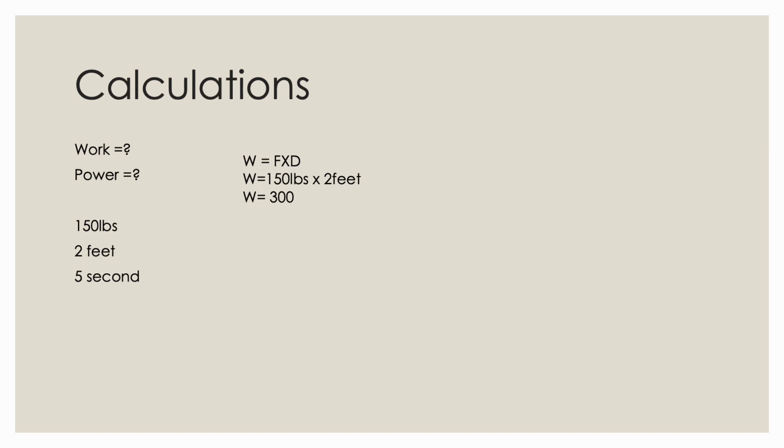That's our work. Now, when it comes to power, we know that power equals force times distance over time, or equals work divided by time. If we know that our power equals our work, which is 300 pounds per foot, over our time, which is 5 seconds, we get a power of 60.